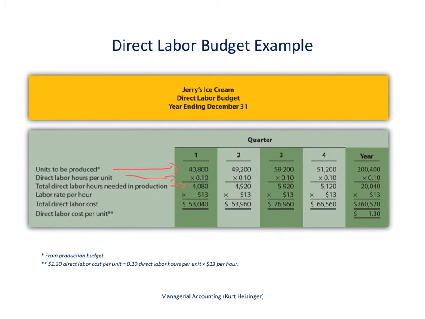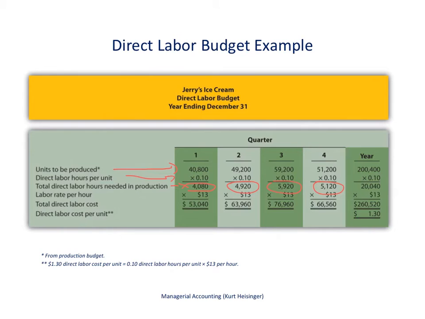And you'll see in the first quarter, we need 4,080 hours. In the second quarter, we need 4,920 hours. In the third quarter, we need 5,920. In the fourth quarter, 5,120. And you'll see that it ramps up from the first quarter to the second quarter to the third quarter, and we are going to need to plan for that. We're going to need to get more employees in place to be able to take care of the production needs of direct labor hours.